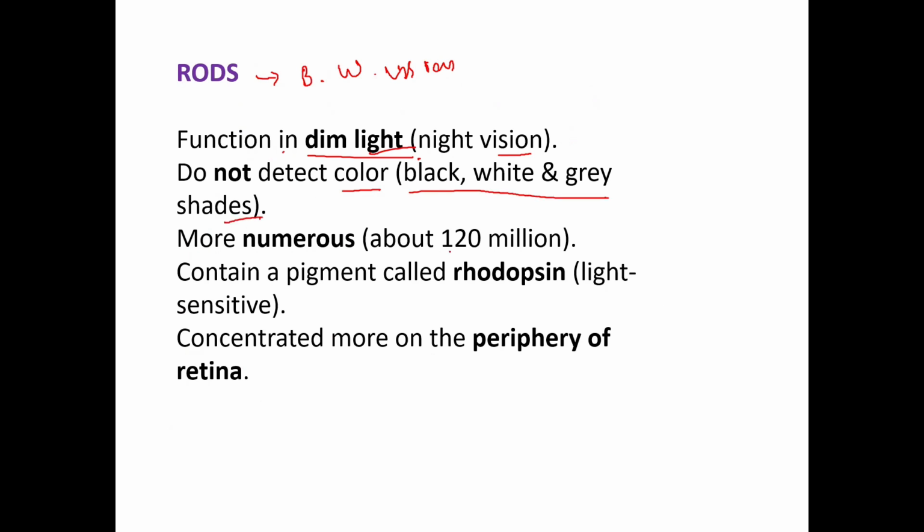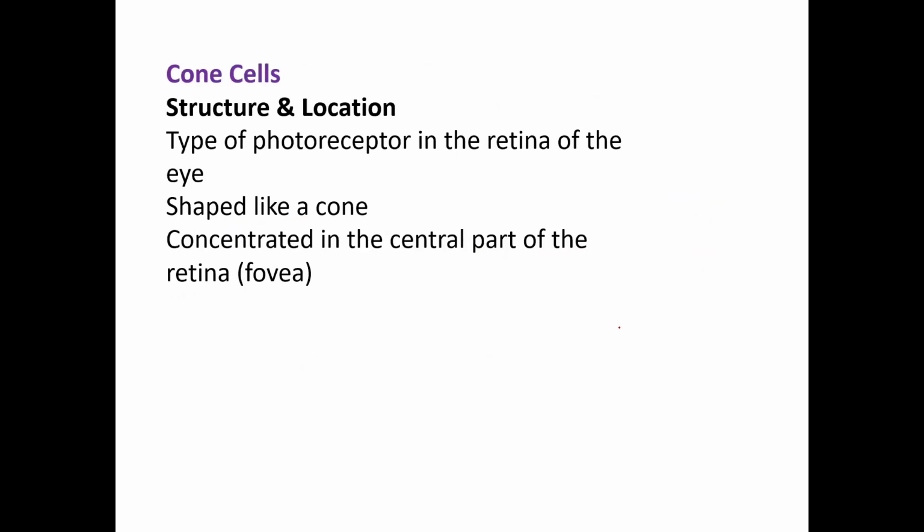It's present in 120 million. Rods contain a pigment that is called rhodopsin. So just remember like this: for rods, we have rhodopsin pigment. They are concentrated more on the periphery of the retina.